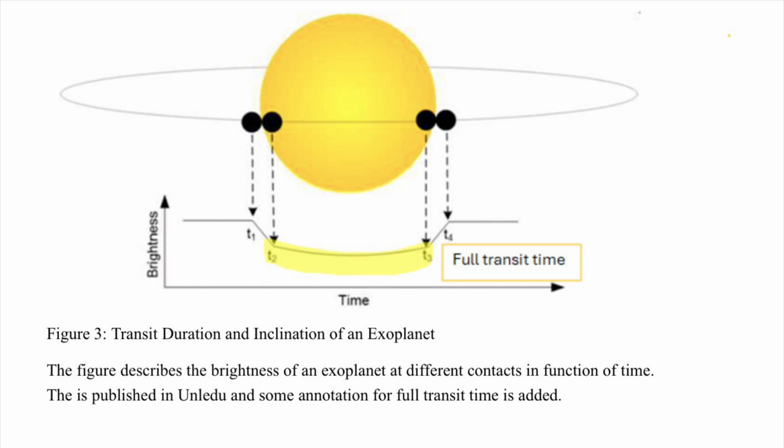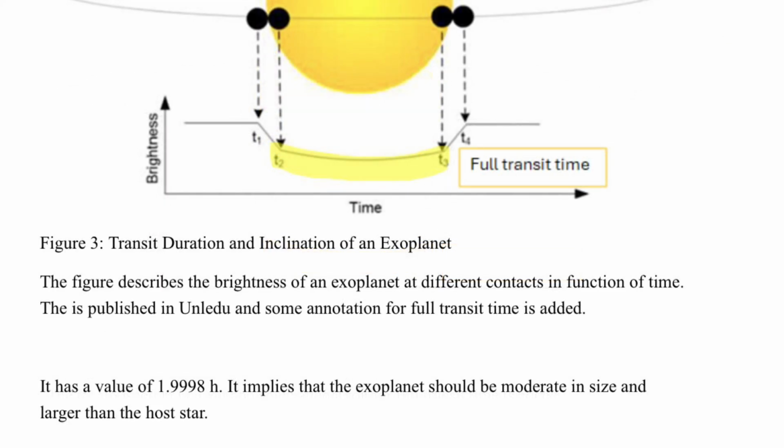The full transit time, Tf, is the time duration from the second contact, T2, to the third contact, T3, which means the period that the exoplanet is completely in front of the host star. It has a value of 1.9998 hours, and it implies that the exoplanet should be moderate in size and smaller than the host star. It is likely that the exoplanet is a gas giant, and this information is crucial to measure the depth of the transit light curve.